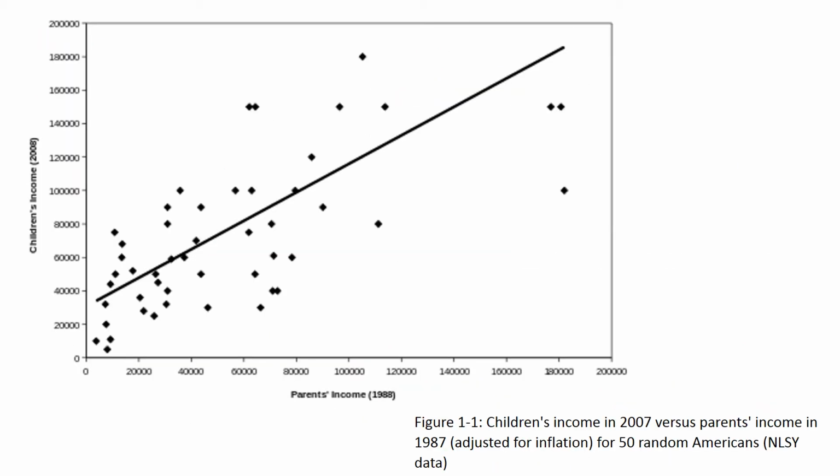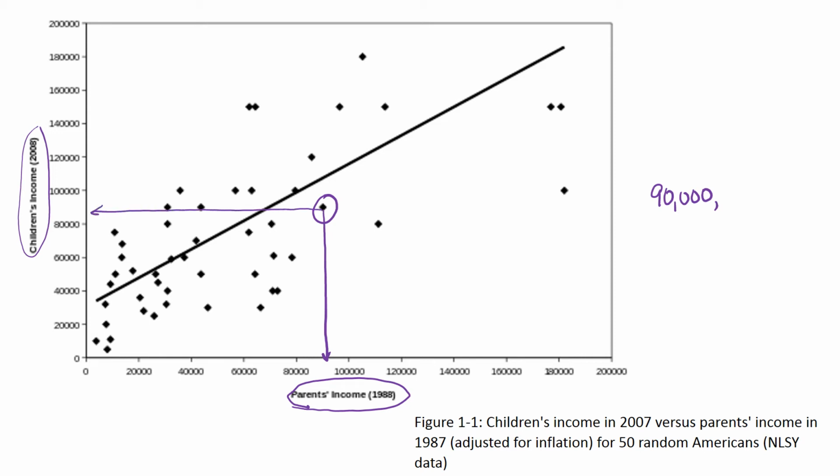So let's take a look at another graph here. We've got a graph of the relationship between parents' income in 1988 and the children's income in 2008. So if we were to give an example of what one of these dots represents, this represents a family where the parents made approximately $90,000 a year, and the children also made $90,000 a year.